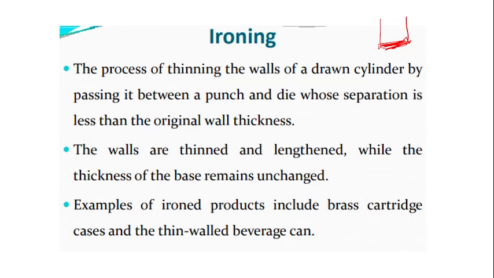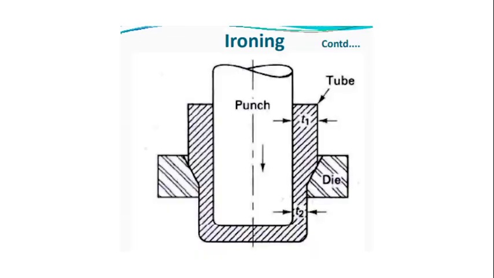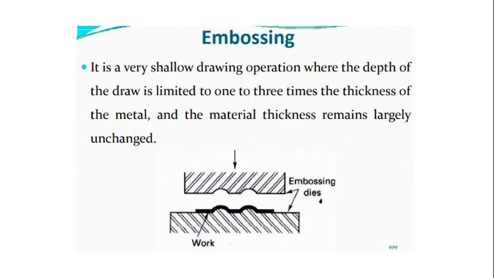So in ironing, you pass your drawn cylinder between the punch and die whose clearance or separation is less than the original wall thickness. So this is the diagram for ironing. Mostly in the paper, one kind of question they can ask is what is ironing, so you should know that, which is important. Then a few more processes, like embossing.